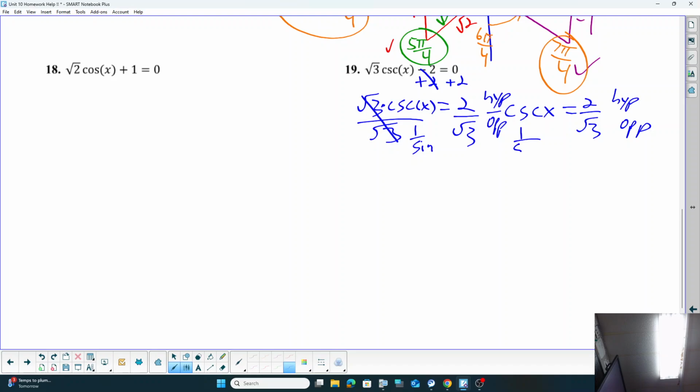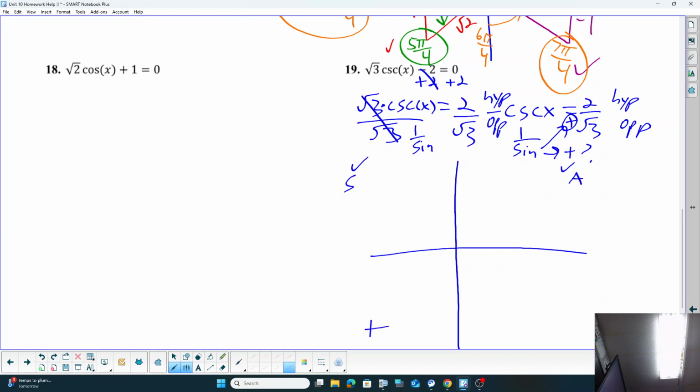Okay, so where is sine? We have to assume, because there is no negative, that it's positive. So where is sine positive? Sine is positive in the first and second quadrant. All students take calculus. Remember, all students take calculus. Okay, so it's positive in the first and second quadrant.